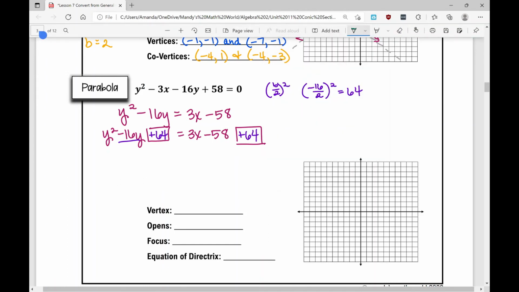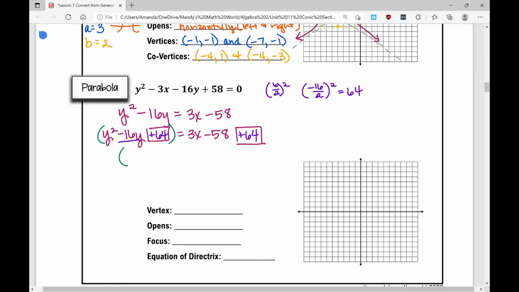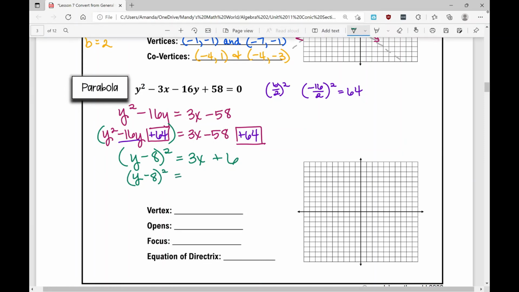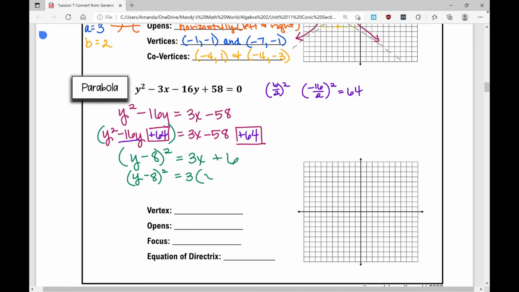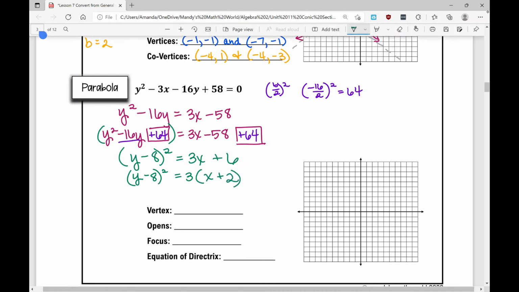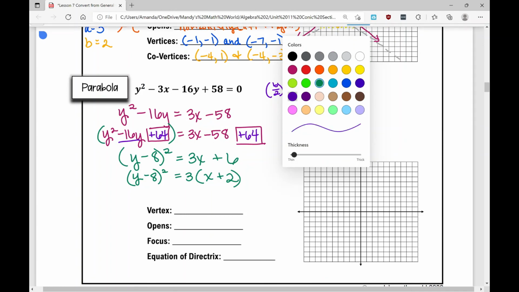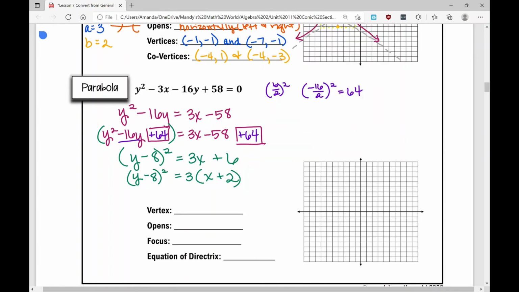So now I can factor this perfect square trinomial. It factors into a binomial squared, y minus 8 squared, equals 3x. When I combine like terms, 64 and -58 combines to +6. What I'm going to do now is factor out a 3 on the right side. When I factor out a GCF of 3, I'm left with x plus 2. And now we can see that this parabola is in the graphing form that we're used to when we graphed parabolas in the previous lesson.